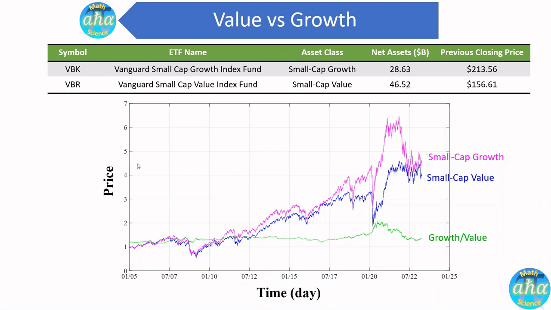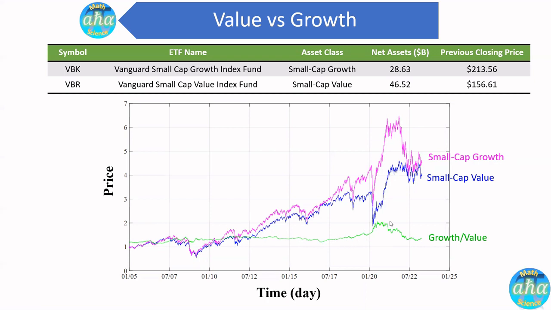Shown here is a plot of the share price, normalized by the value in January of 2005. You can see both funds are doing well. They are generally on an uptrend. You can also see that the small cap growth, which is this pink curve, slightly outperforms the small cap value. In fact, when you plot this ratio, which is this green curve, this ratio of growth versus value, you can see this ratio is steadily increasing. Maybe not a huge increase, but it's increasing.